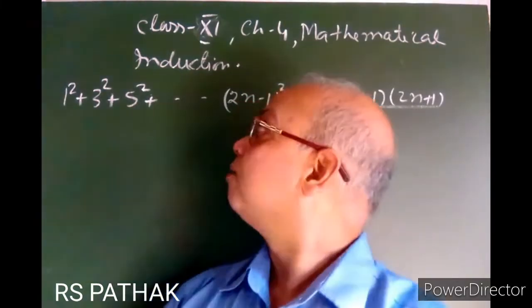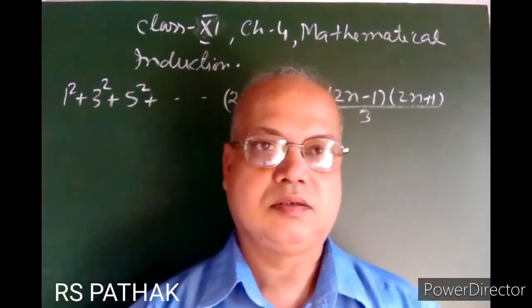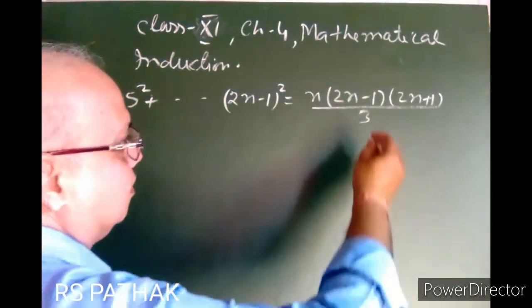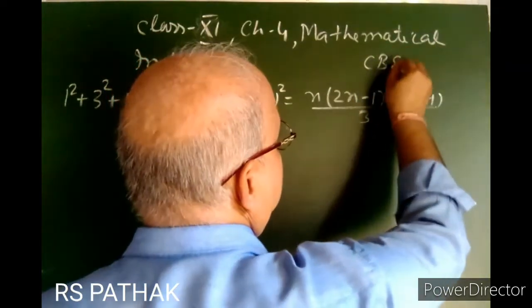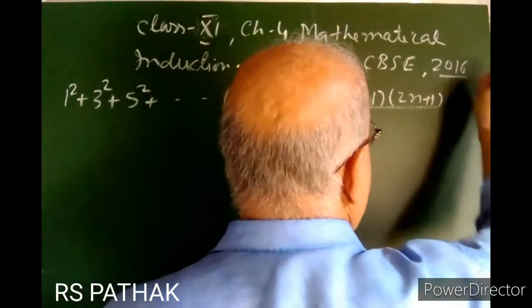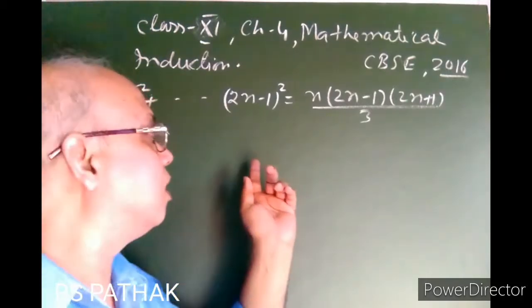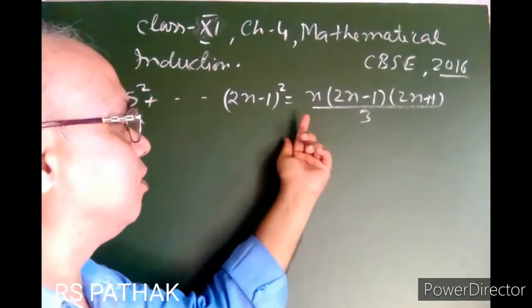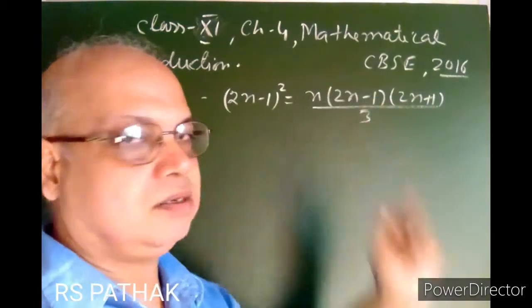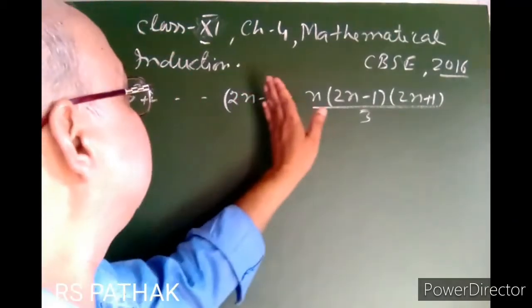Okay, let's start Chapter 4, Mathematical Induction. The question has been asked in CBSE 2016. Question: 1 square plus 3 square plus 5 square plus dash dash dash plus (2n minus 1) whole square equals n(2n minus 1)(2n plus 1) upon 3. You have to prove this by mathematical induction.